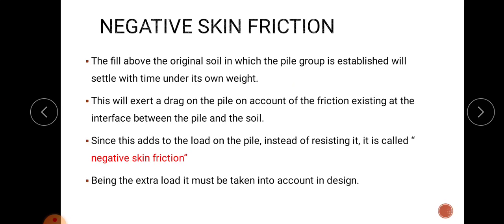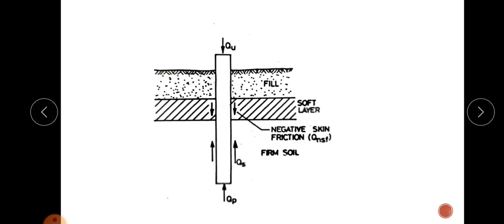That is, the fill above the original soil in which the pile group is established will settle with time under its own weight. This will exert a drag on the pile on account of friction existing at the interface between the pile and the soft soil. Since it is in the downward direction, it will be added to the load on the pile.